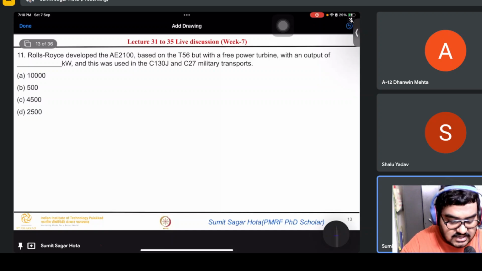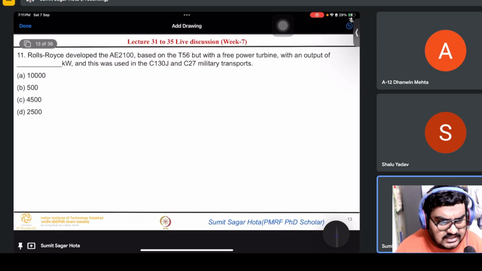And if you don't know any of these things, but you know how much power is required for a cargo military transport aircraft, you can answer in a more or less similar range. If you know that value, there's no need to remember the AE2100. If you know how much power it can generate for a military transport aircraft for a very good economy, that's the idea. It's more or less in the range of 4500 kilowatts.